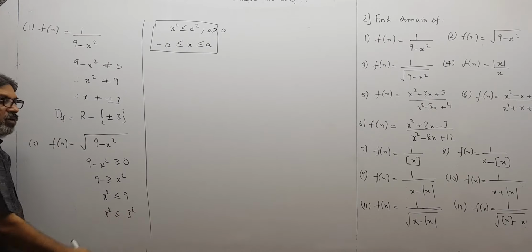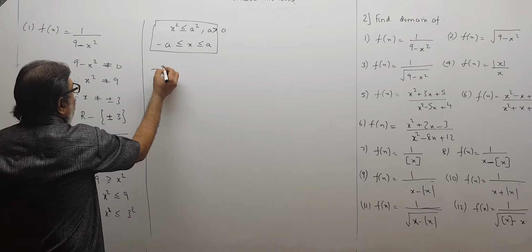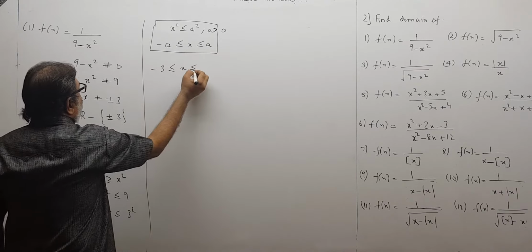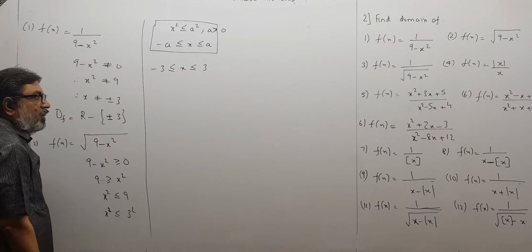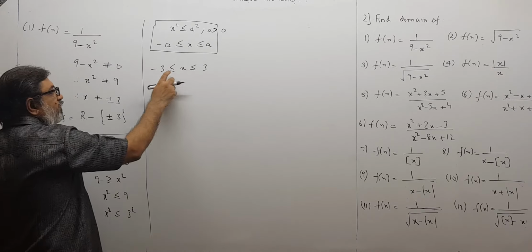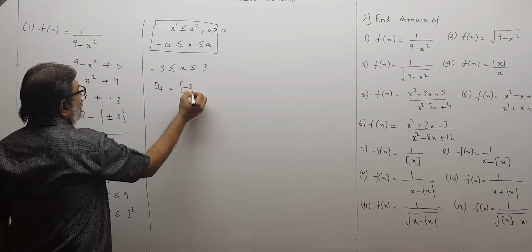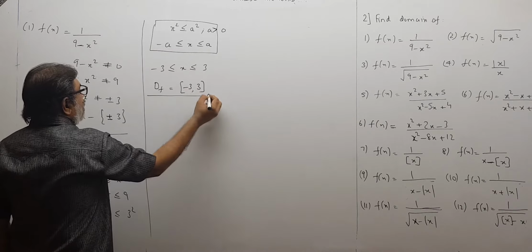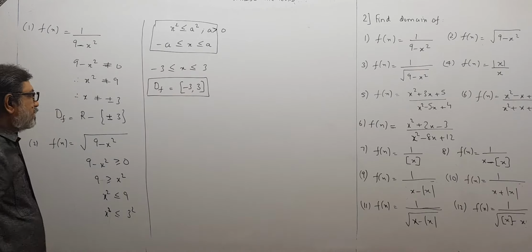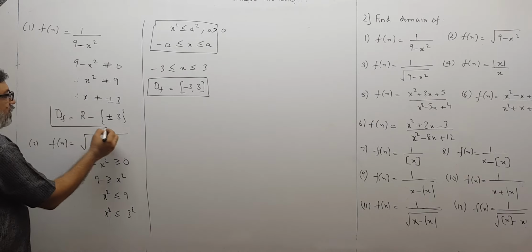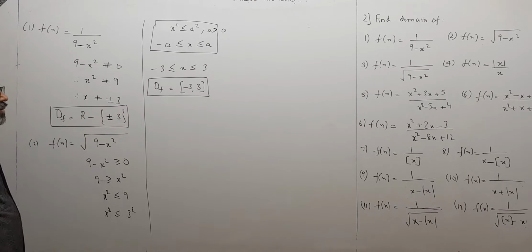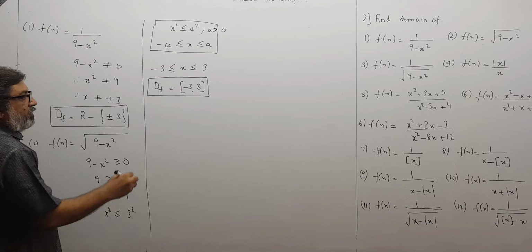So x square is less than or equal to a square. So what will happen? Minus 3 is less than or equal to x, which is less than or equal to 3. So therefore, what is my domain? x should be between minus 3 and 3. So my domain becomes minus 3 to 3. This is my domain for the given expression. Okay, like this you have to think, children.